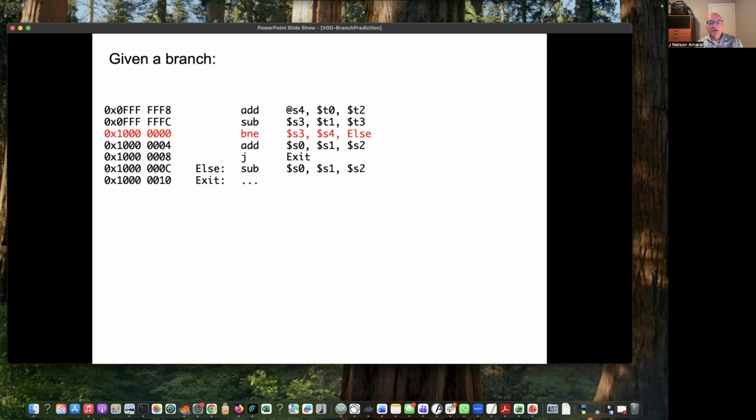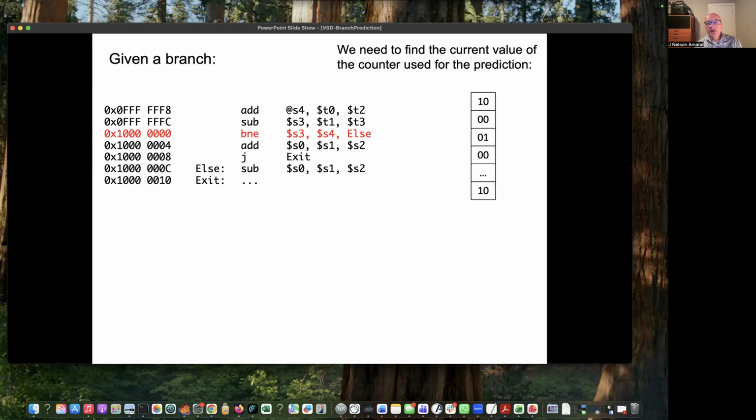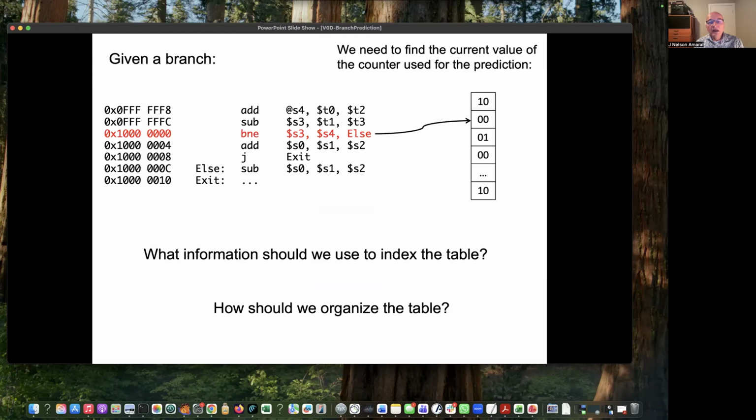So given a branch, here's a branch in a piece of code. We need to find the current value of the counter used for the prediction. So the question is, how do we find this value? I have a collection of counters, and I need to find which of these counters I should use. So what information should we use to index this table? And how should we organize this table?